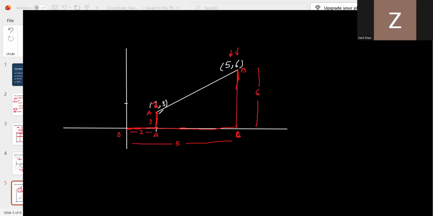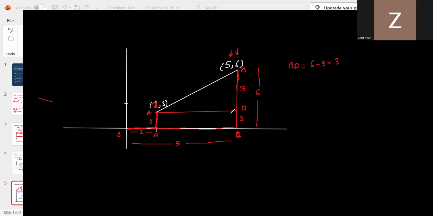This is 6 units. It might be tough for you for 1 or 2 questions, but once you become habitual, you can easily find it. So let's see. Let's give the name, this is D. You know this is 3 units. By symmetry, it is 3. And the total is 6. How much will BD be? BD will be 6 minus 3. That is equal to 3 units.